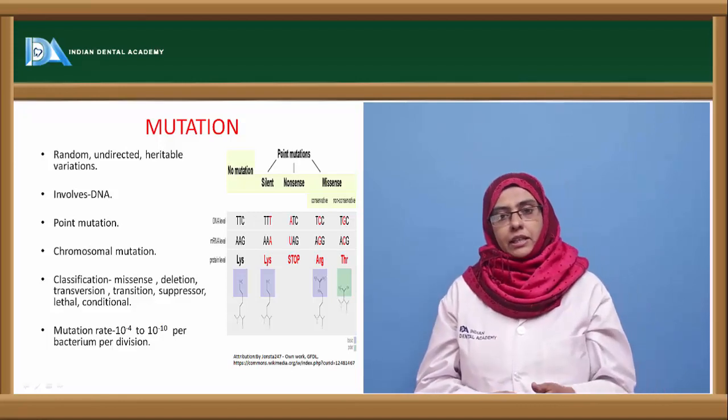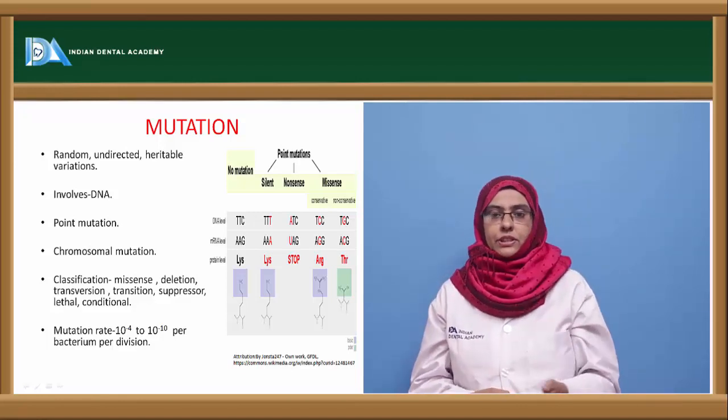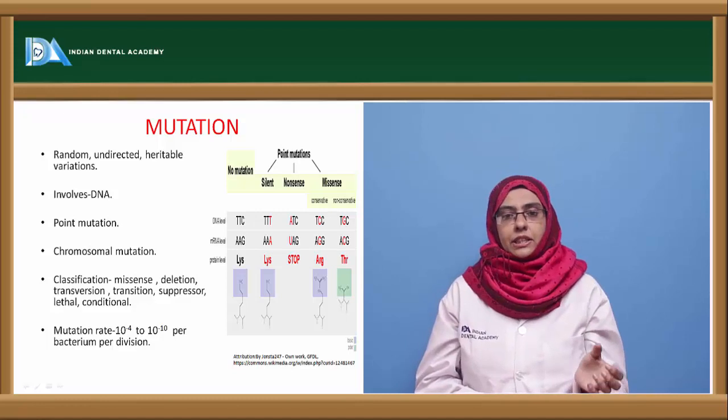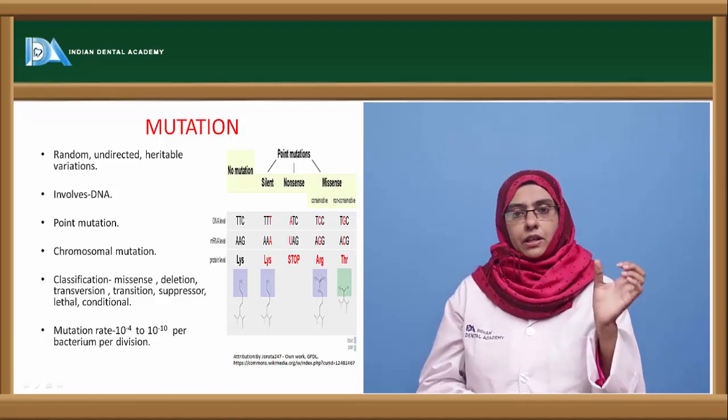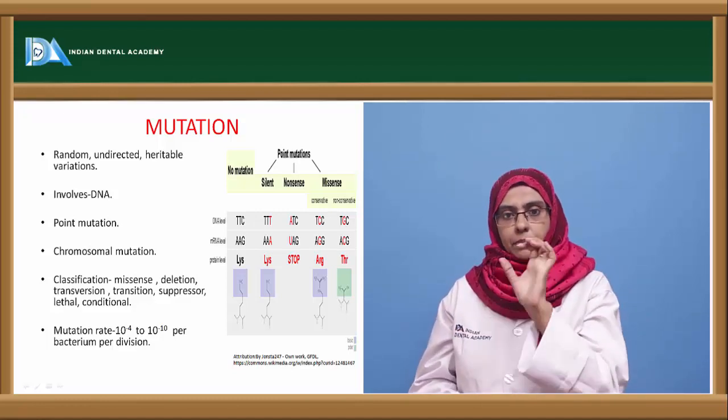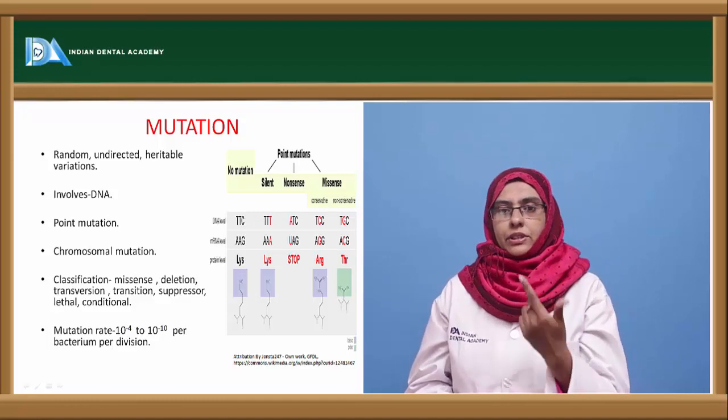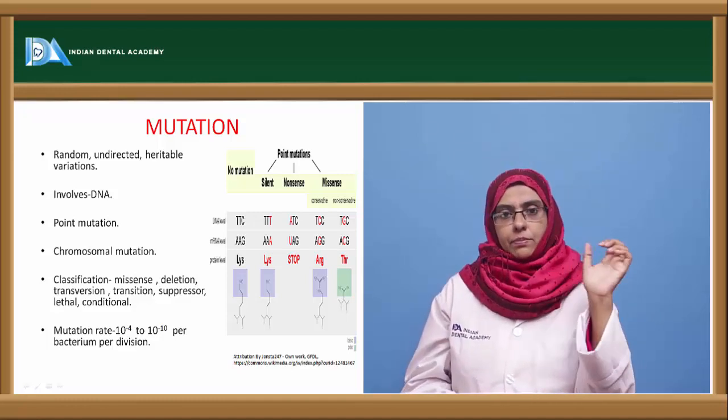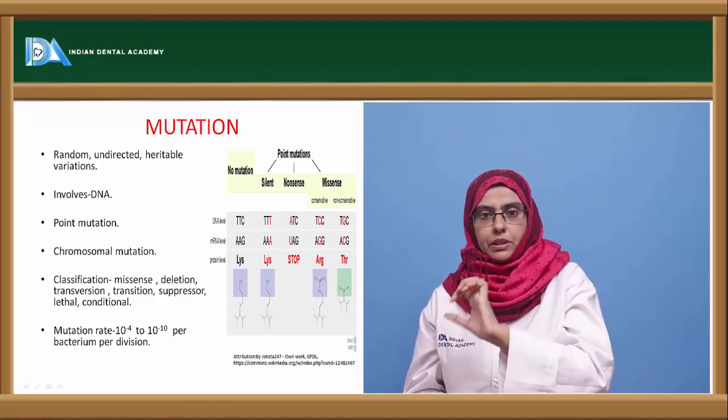And apart from that, there can be transition and transversion mutations. Transition is a change from purine to purine or pyrimidine to pyrimidine. In transversion mutation, there is a change from purine to pyrimidine and pyrimidine to purine.